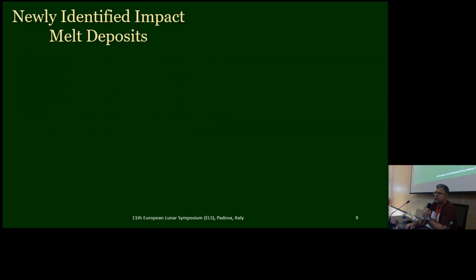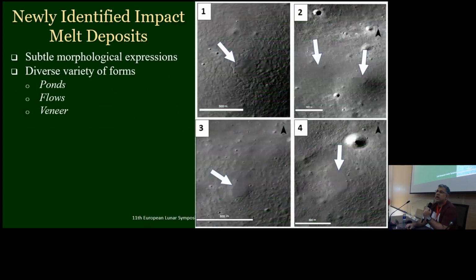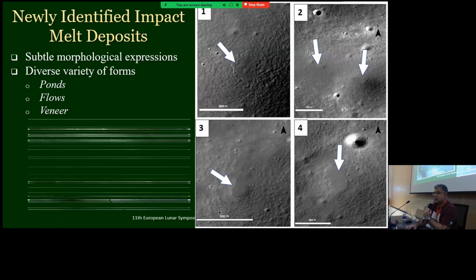Just to share the newly identified impact melt deposits, these look similar to what has been reported earlier, with subtle morphological expressions and diversity of forms, including ponds, flows, and veneer. Although they are tiny, you can see how fresh they are. Those of us who do morphological studies know that this kind of crumpled texture will go away very fast, so these have to be really, really young.